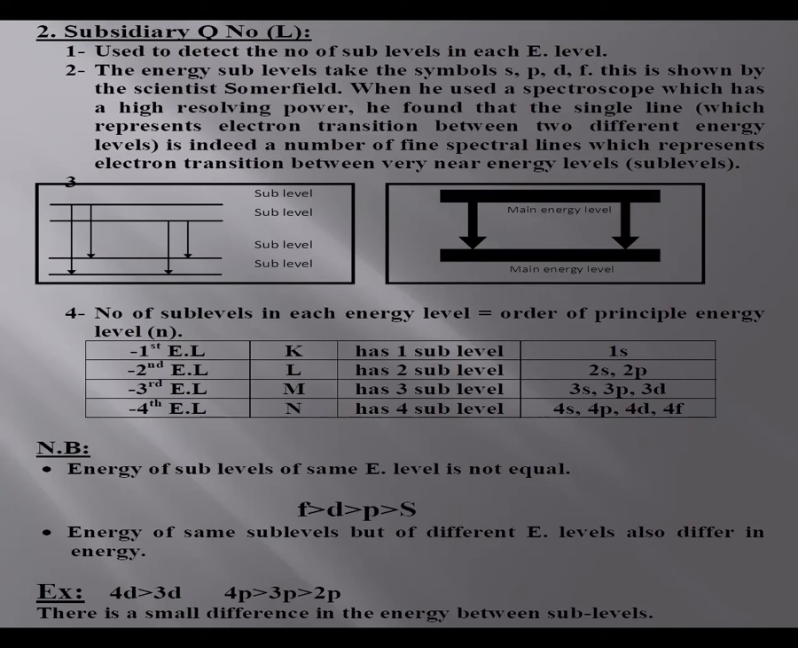Energy sublevels are not equal in the same level. F has the highest energy, D lower, P lower, and S is the least. The energies of the same sublevels in different energy levels also differ. For example, 4D has higher energy than 3D.